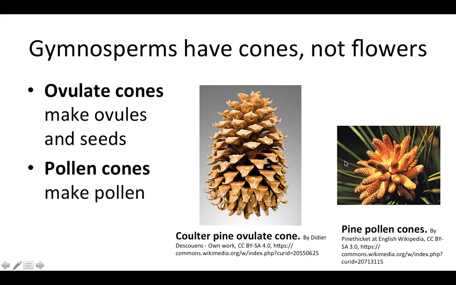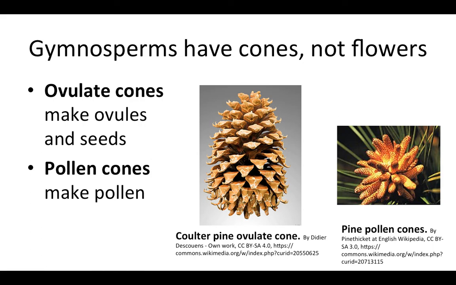The other kind of cones are the pollen cones, and as the name implies, these make pollen. Pollen cones are very small, and they don't tend to stick around very long. So an ovulate cone like this is going to have to last on the tree long enough to fully mature, get pollinated, let that pollen fertilize the ovule, and then have the seed develop. That process can take more than 2 years.